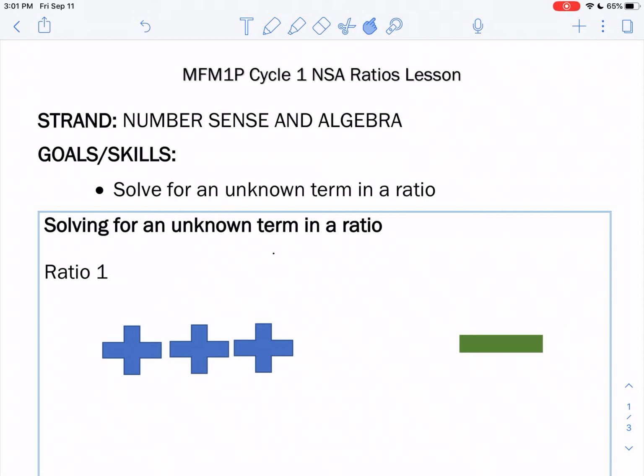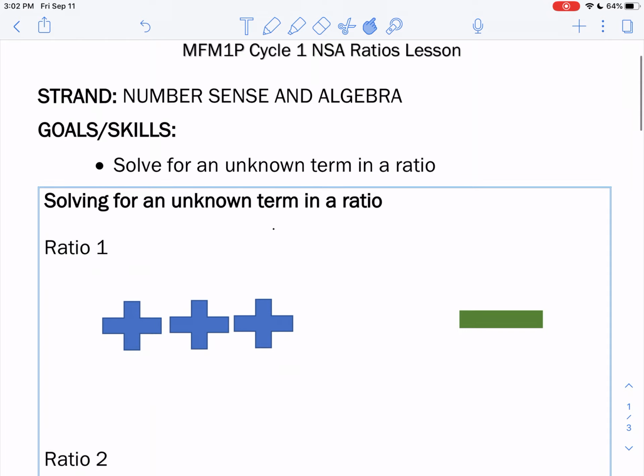In this lesson, we'll be looking at equivalent ratios. How do we solve for an unknown term in a ratio if we know that those two ratios are equivalent, or we say that they're in proportion? Well, remember that if two ratios are equivalent, they either have to reduce to the same simplest form, or you have to be able to take both of the terms in the first ratio and multiply them by the same number to get the terms in the second ratio.